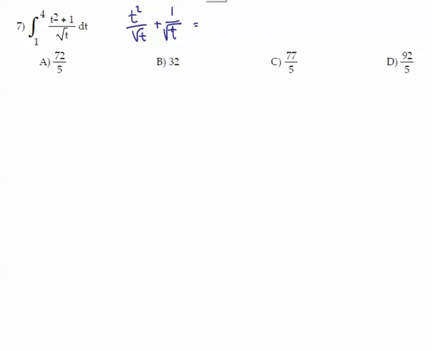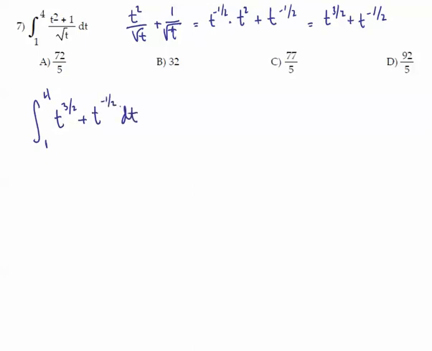We have 1 over square root of t is t to the negative 1/2 times t squared plus t to the negative 1/2, leaving us with t to the 3/2 plus t to the negative 1/2. And so our whole integrand boils down to that. Integral from 1 to 4, t to the 3/2 plus t to the negative 1/2 dt.